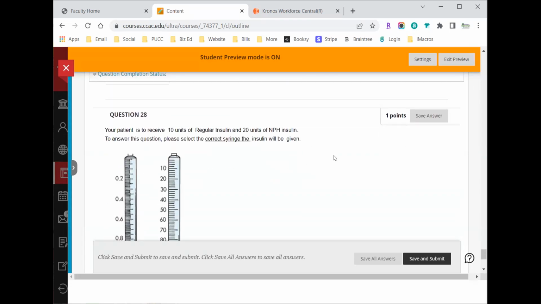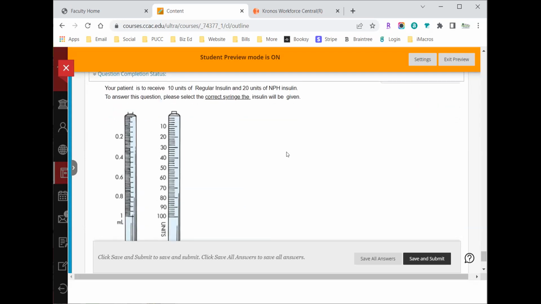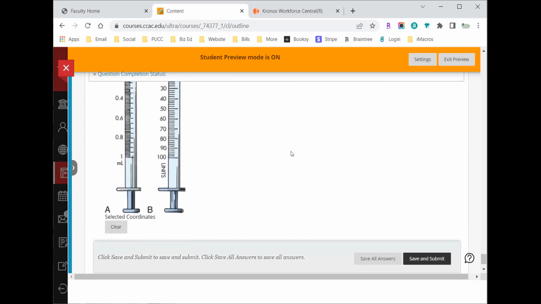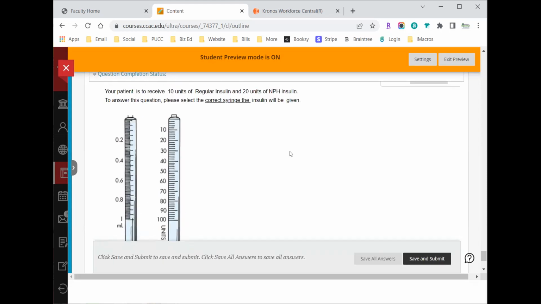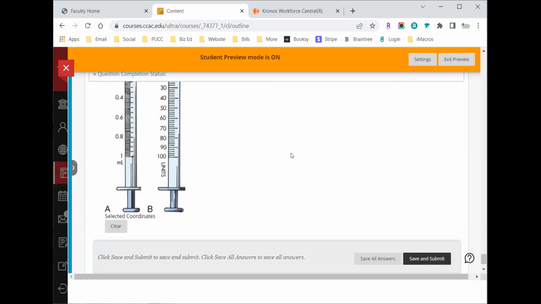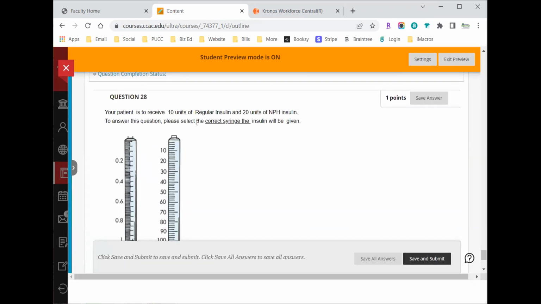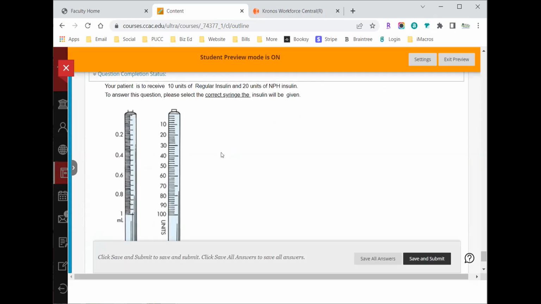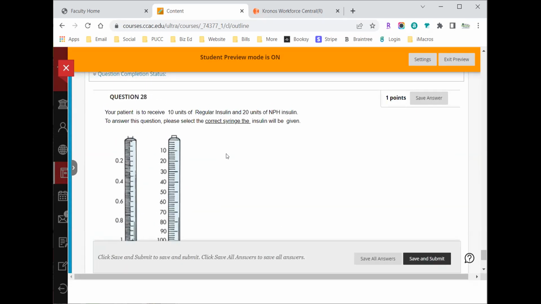This one is just circling or choosing the correct syringe. Patients receive 10 units of regular insulin, 20 units NPH. You've got to choose the correct syringe. The insulin will be given, so you don't even need to mark the number. But if you want to... oh, you know what? This is one of those ones where you've got to pay attention, because it says please select the correct syringe. I do believe when they want you to do this, they might want you to just check the letter.